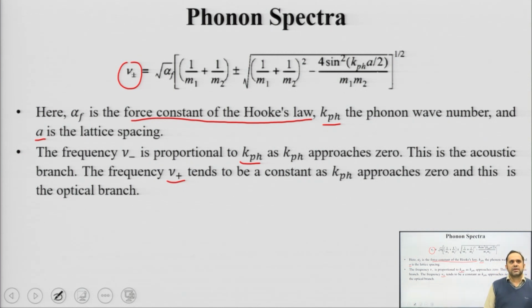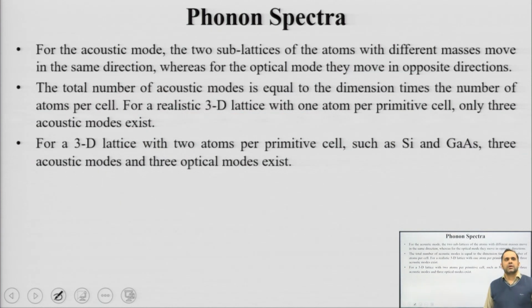So, that is why one of the modes is known as acoustic and the other is known as optical. You see, the optical mode has nothing to do with momentum. So, that is why this mode is usually independent of the wave number. Okay. So, for the acoustic mode, your nu minus, which is proportional to the wave number, the two sublattices of the atoms with different masses move in the same direction, while for the optical mode, they move in opposite directions.